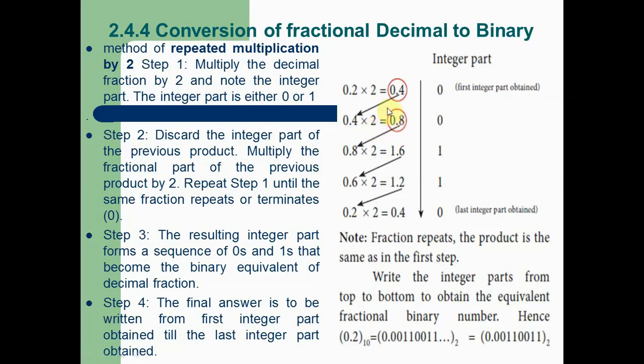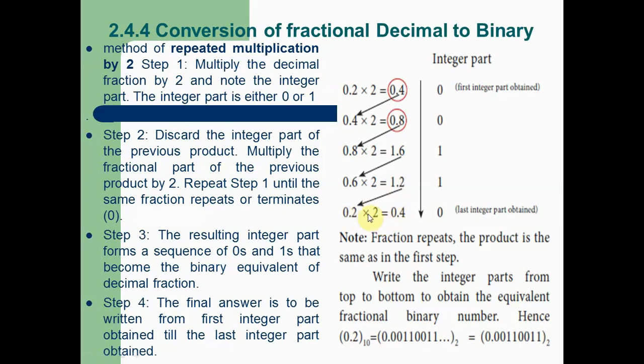Here we discard the integer part. Again we take the decimal part 0.8 and multiply it by 2, and we get the third product 1.6. Here we remove the integer part 1 and take 0.6, and again multiply it by 2. Again we get the result 1.2. Here we remove the 1, that is the integer part. We take the 0.2 fractional part, and again repeat the multiplication.